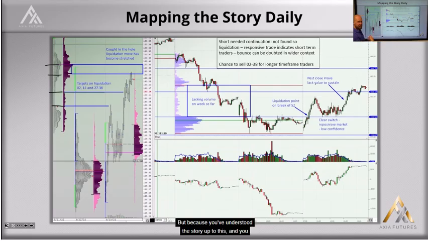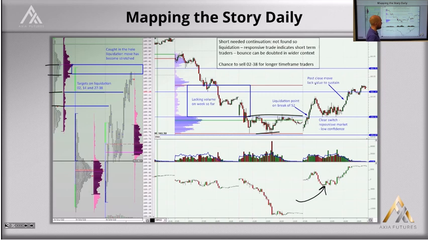But because you've understood the story up to this and you know that there is a lot of selling down here, and notably, that selling hasn't really come out. This is minus 18,000 in Delta. This is plus 5,000. So that selling hasn't been really reversed. It's just a bit of short-term bid up, few traders liquidating, but no one's really changing their view.